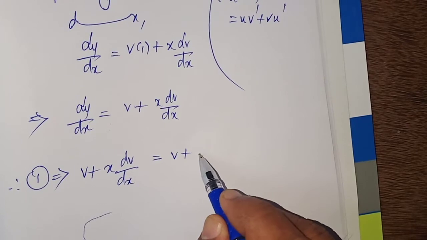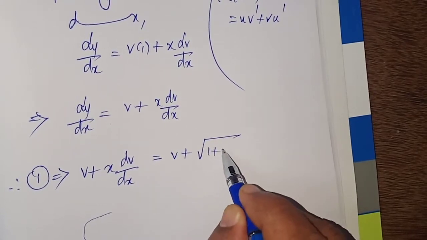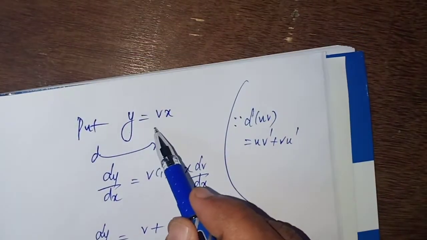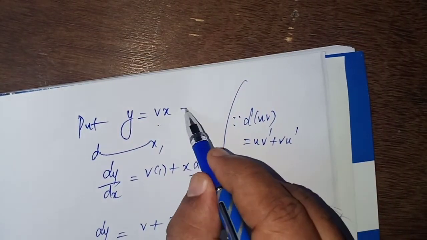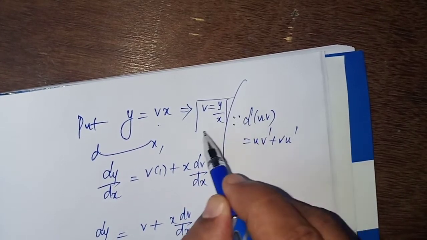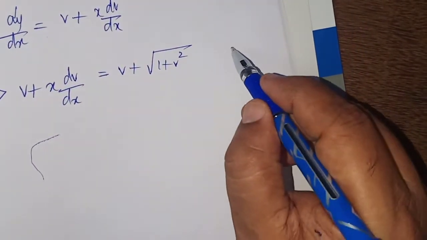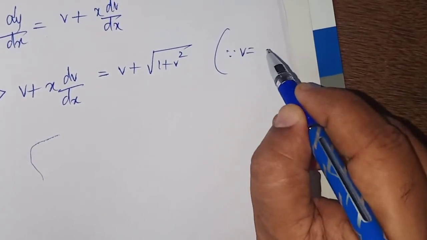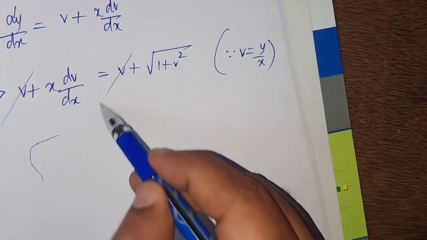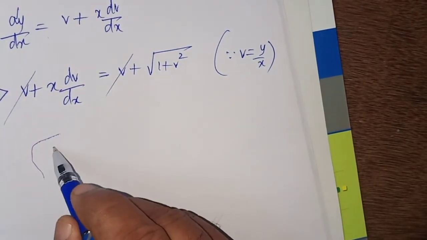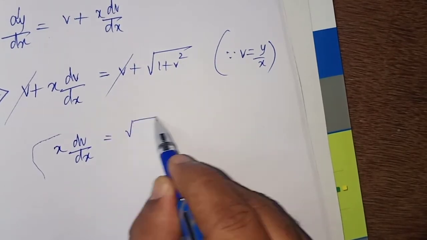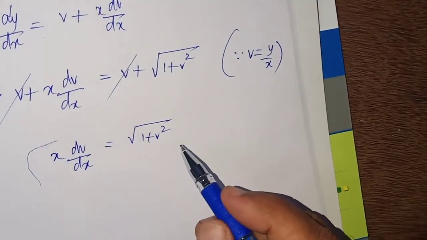V plus root of 1 plus v squared. But what is the reason? Since y equal to vx, v equal to y by x. I write here v that is equal to y by x. I write the reason here also, since v that is equal to y by x. V gets cancelled. So x into dv by dx, that is equal to root of 1 plus v squared.